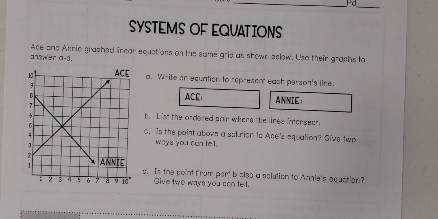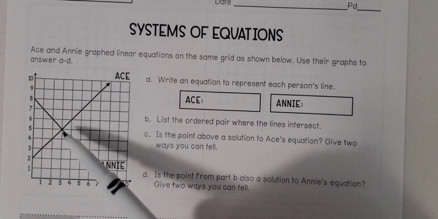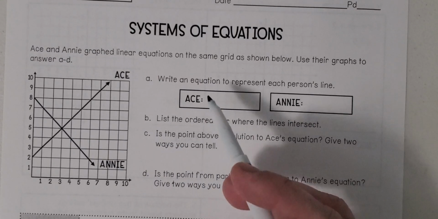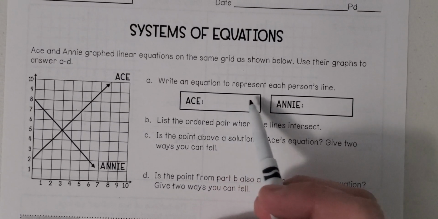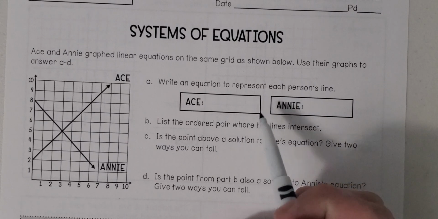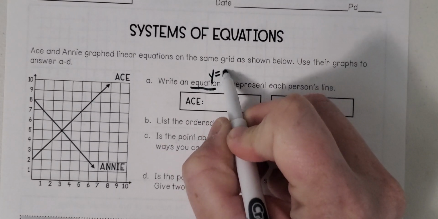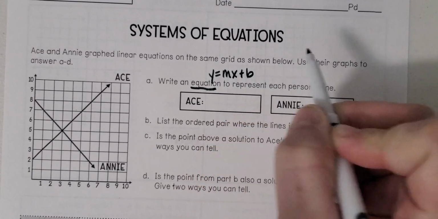In these video notes, we're going to break down what a system of equations actually means, along with dealing with some word problems on the back side. So with a system of equations, you'll see that you'll have a grid with two different lines. So this is kind of an introduction. We're supposed to write an equation to represent each person's line. So when we write an equation, it always has to be in the y equals mx plus b form.